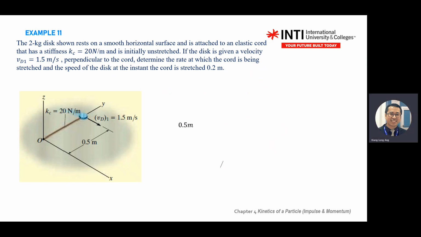But anyway, when you see an object lying on a surface, it always has a normal force. Just remember that. Okay, and it is attached to an elastic cord. What I mean by elastic is that the cord can become longer and longer. You're given stiffness k. What is the spring equation? What is the force exerted by the spring? How do you calculate it? kx. What is the energy of the spring? One half kx squared.